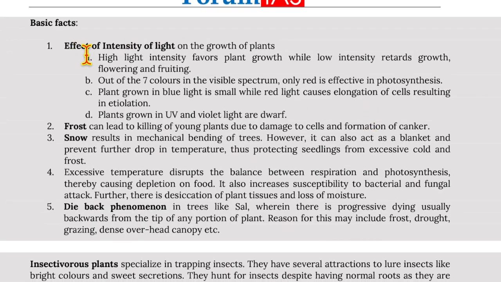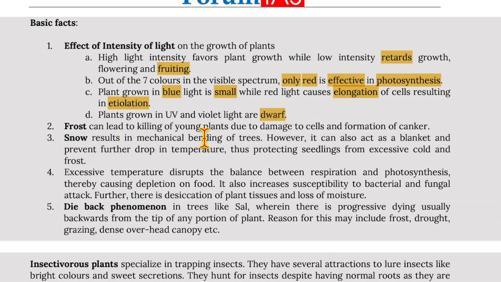Moving on to some basic facts. Effect of intensity of light on the growth of plants. High light intensity favors plant growth, while low intensity retards growth, flowering, and fruiting. Out of 7 colors in the visible spectrum, only red is effective in photosynthesis. Plants grown in blue light are small, while red light causes elongation of cells, resulting in etiolation. Now, plants grown in UV and violet lights are dwarf.